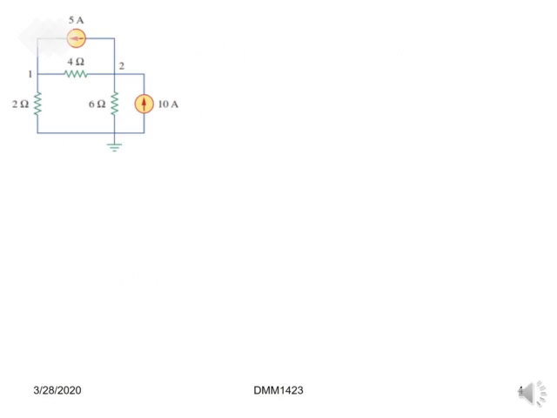Now we have a first example, which is a circuit consisting of 2 ohm, 4 ohm, 6 ohm, a 5 ampere current source and a 10 ampere current source.